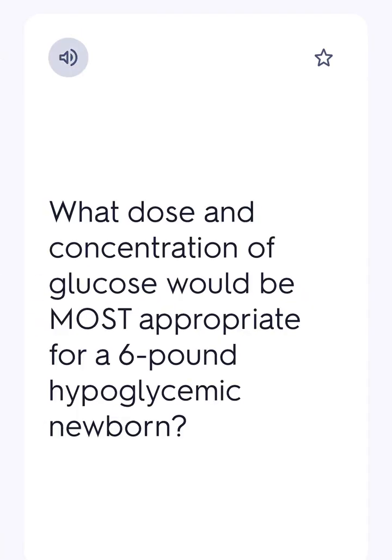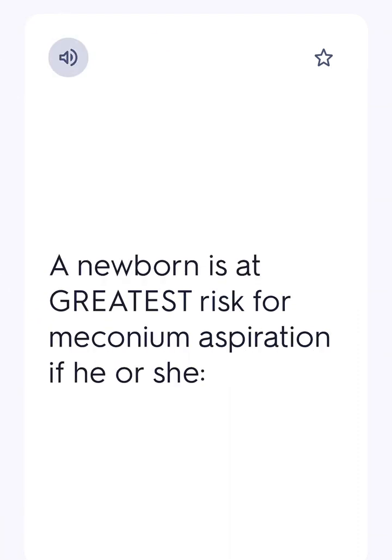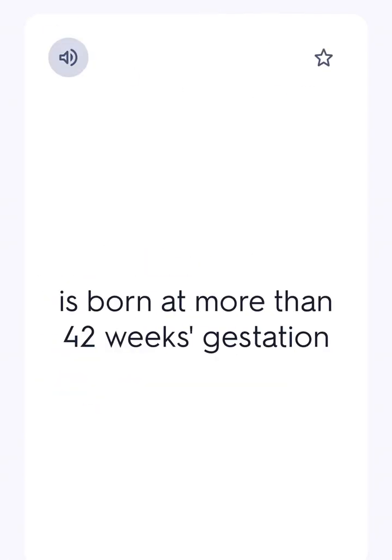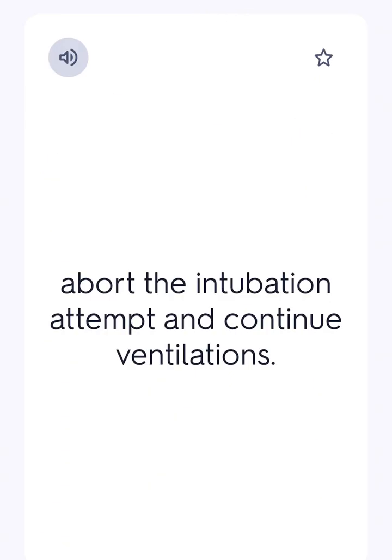What dose and concentration of glucose would be most appropriate for a 6-pound hypoglycemic newborn? 5.5 milliliters of 10% dextrose. A newborn is at greatest risk for meconium aspiration if he or she is born at more than 42 weeks gestation. Abort the intubation attempt and continue ventilations.